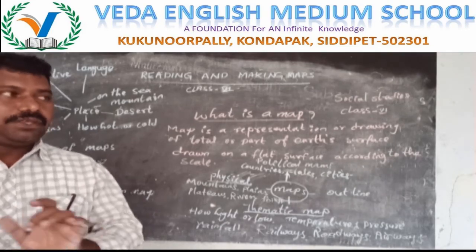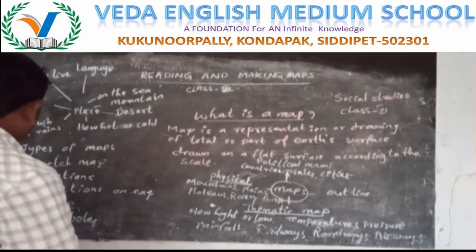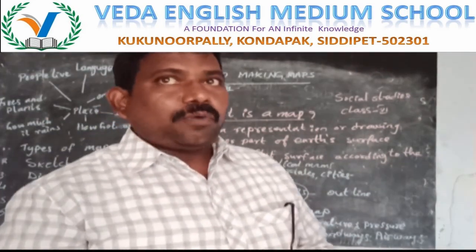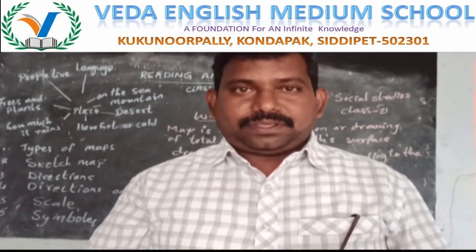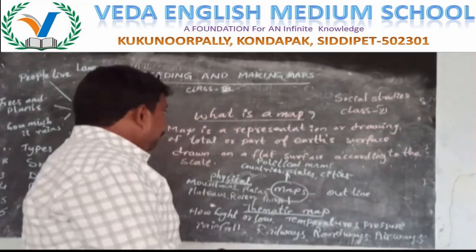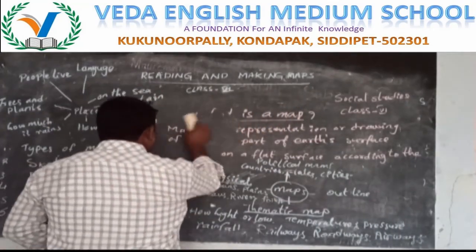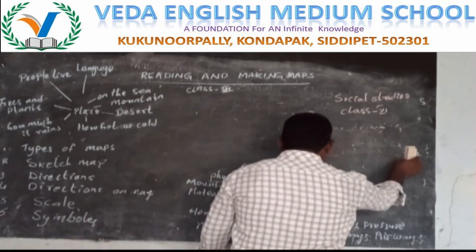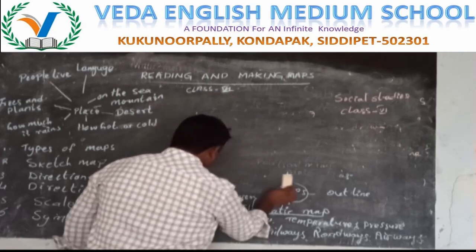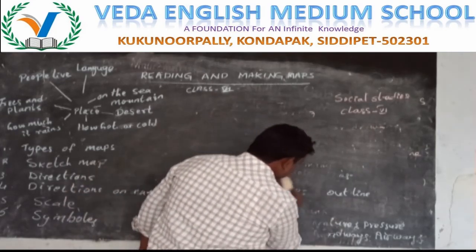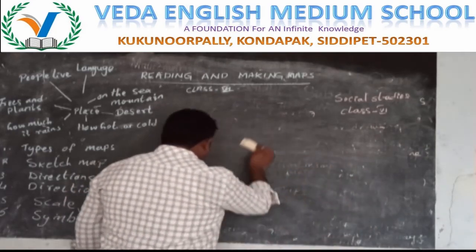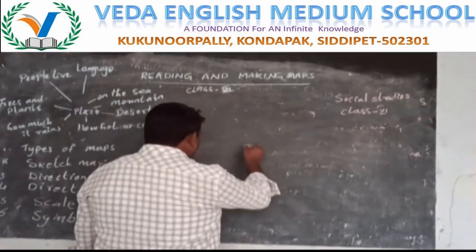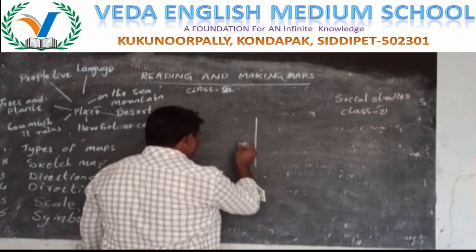Okay, children. So next one we see about what is that? Directions. You know how many directions are there? Yes, children. Do you know how many directions are there? Yes. You know, you are very clever. You can answer these questions. How many directions are there? Yes, we have 4 directions. How many directions? 4 directions.